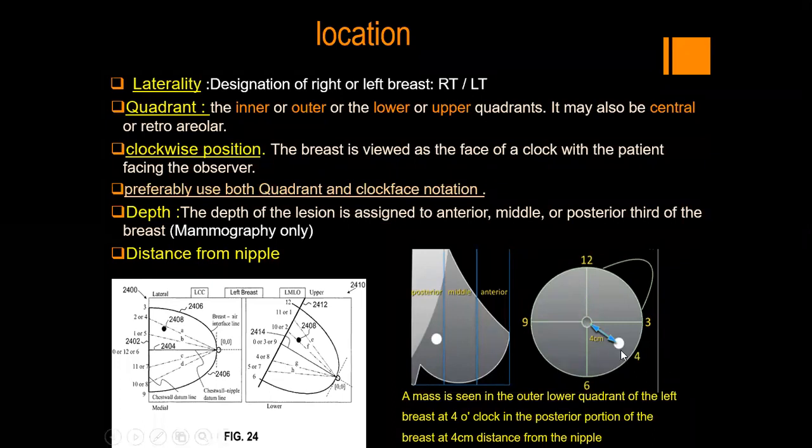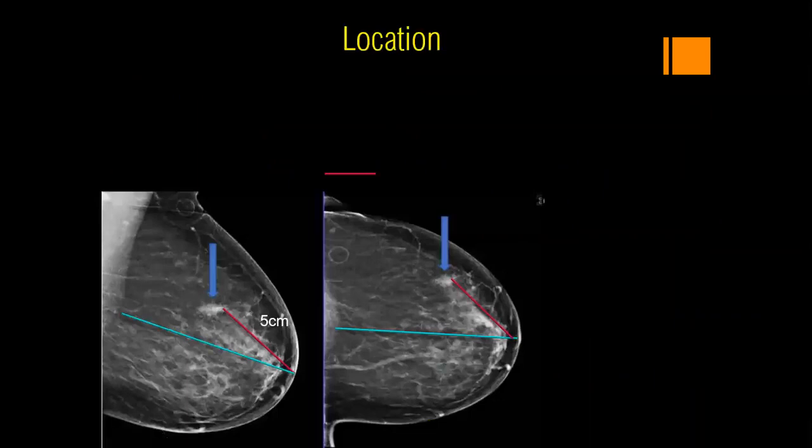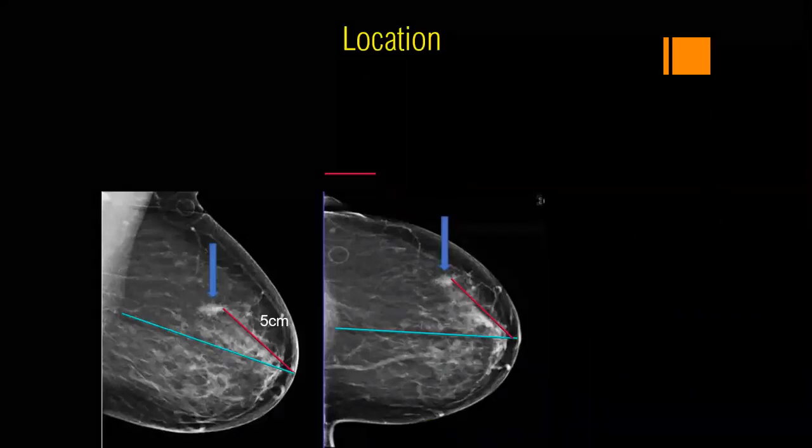And as seen here in these examples, this lesion is in the outer lower quadrant, posterior depth, 4 centimeters from the nipple. And what about this lesion? How do you describe the location of this lesion?